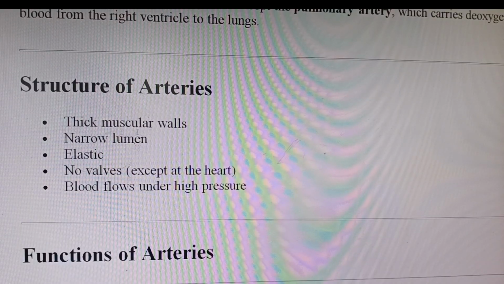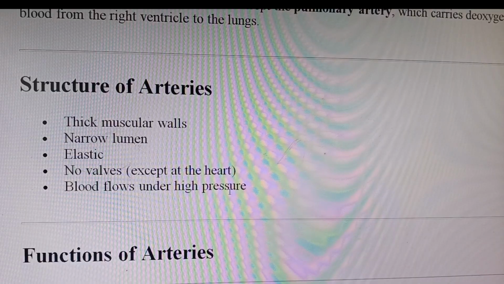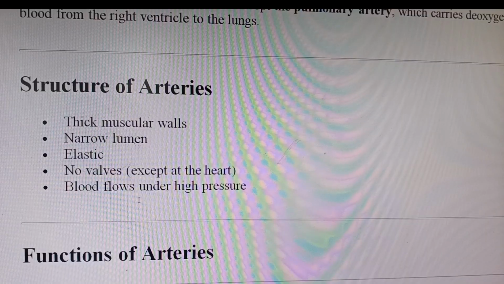Arteries have thick muscular walls and a narrow lumen. Lumen means the gap or space inside the arteries. Arteries are elastic in nature and have no valves. So arteries don't contain valves except the blood vessels near the heart. For example, you can take the aorta and pulmonary artery. Only these two arteries have valves. Blood flows under high pressure. Inside the arteries, blood pressure is high because a large amount of blood flows through a narrow space.